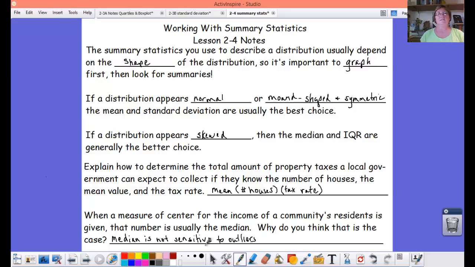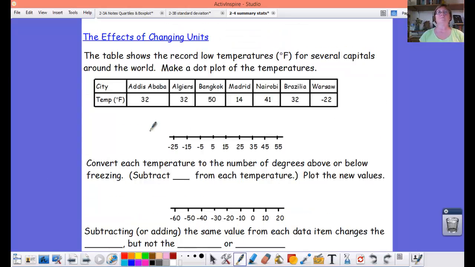All right, let's talk just a little bit about the effects of changing units in a data set. We're going to use this data set, which has record low temps. These are record lows, folks, for several world capitals. We're going to make a dot plot. The lowest it's ever been in Addis Ababa is 32. So that puts them maybe right around in there. In Algiers, it's also 32. So they've never been below freezing.